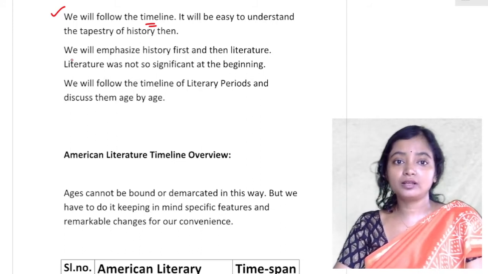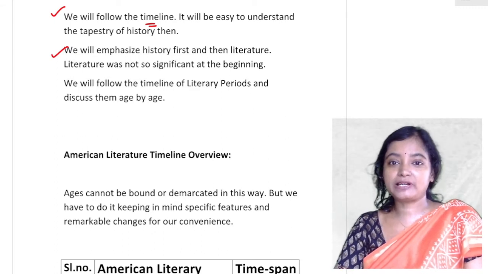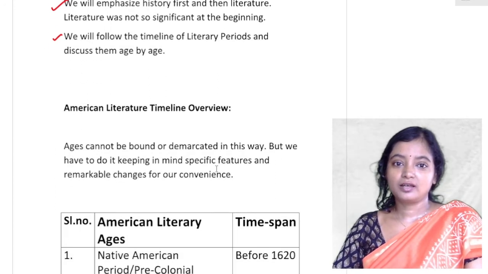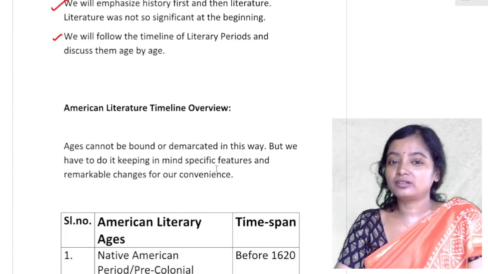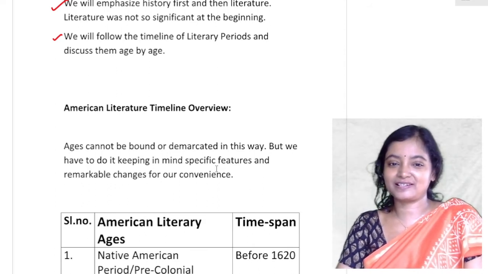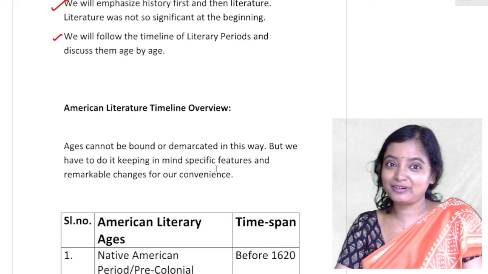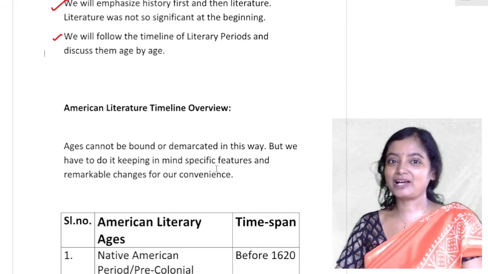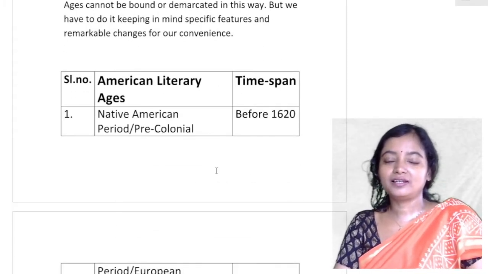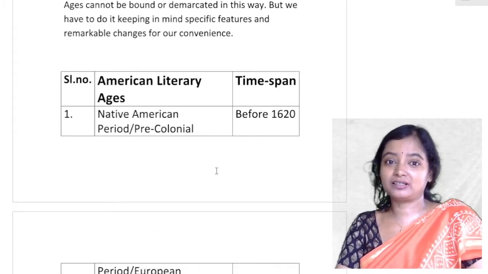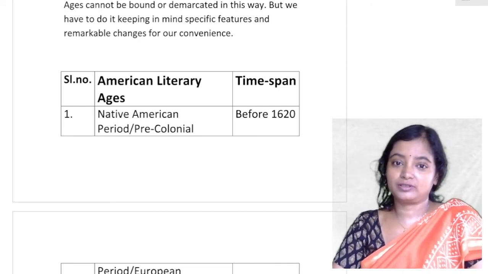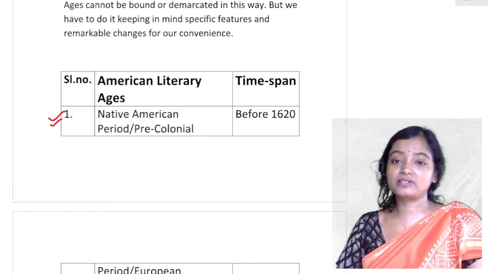Now, we will follow the timeline of literary periods and discuss them age by age. We know that ages cannot be bound or demarcated in this way, but we have to do it, keeping in mind specific features and remarkable changes, for our convenience, to make our understanding or reading easy. Now, here I have divided American literary ages into 8 parts. Number 1, Native American period, that is pre-colonial period, before 1620.